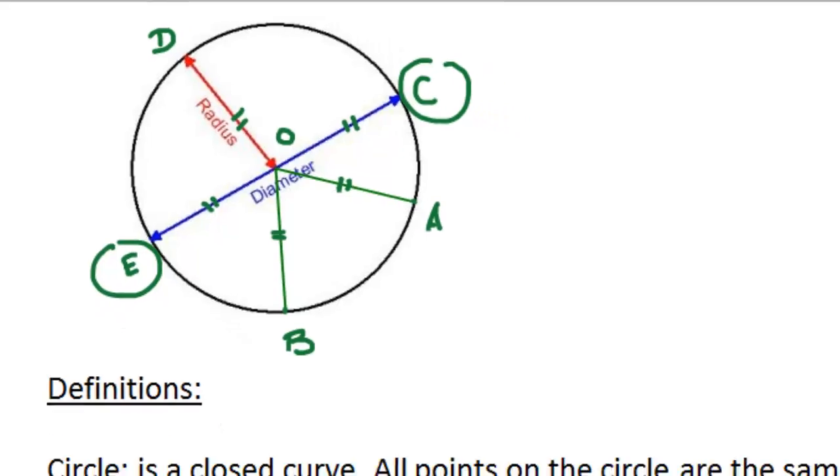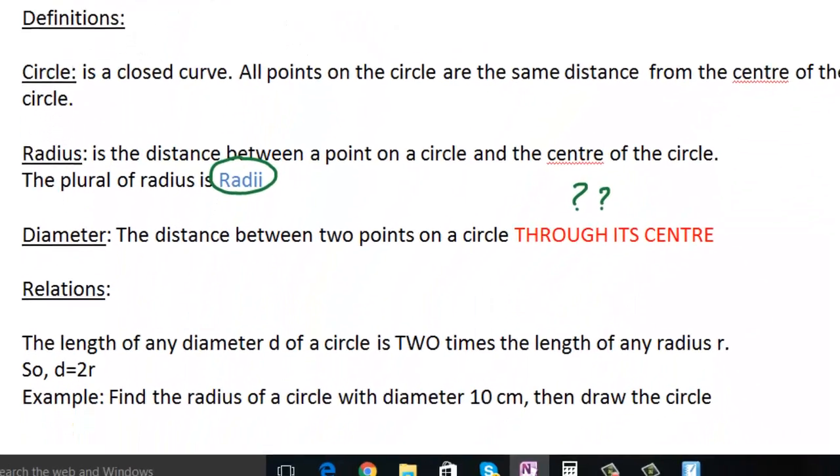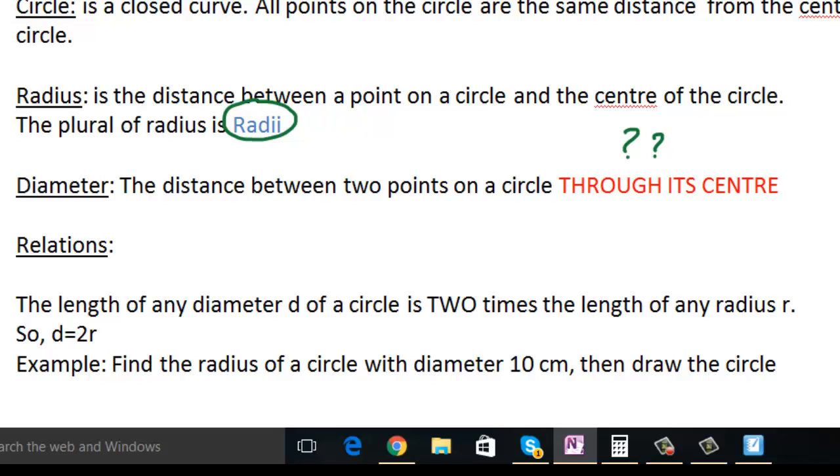There is some relation we have to know. The length of any diameter, we're going to call it D, of a circle is 2 times the length of any radius. And if I want to use a formula, I'm going to say D equals 2R. Someone will ask, if I need R, is there any relation? For sure. R is half of D, or D over 2. So the reverse of what I'm saying.